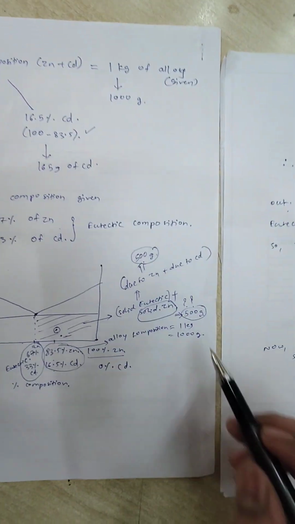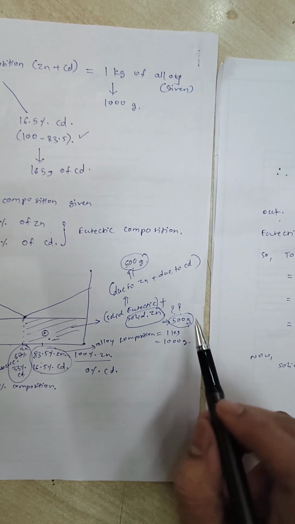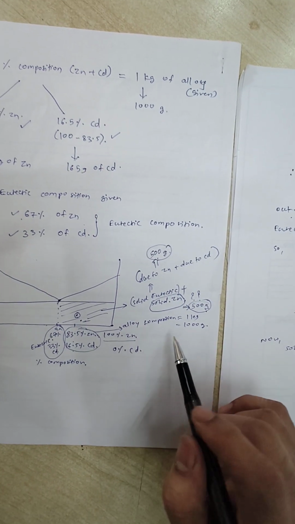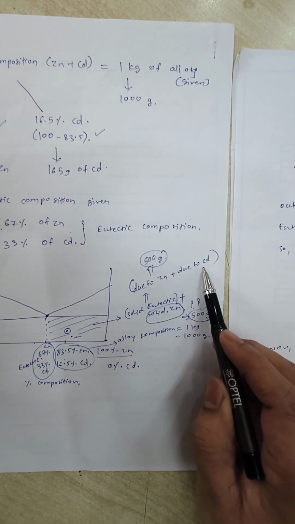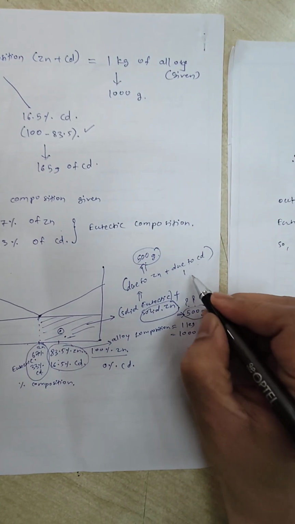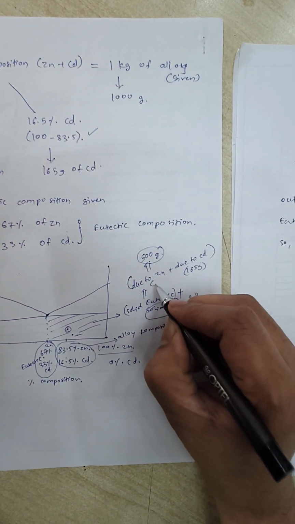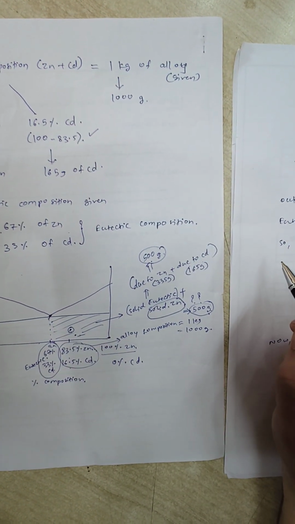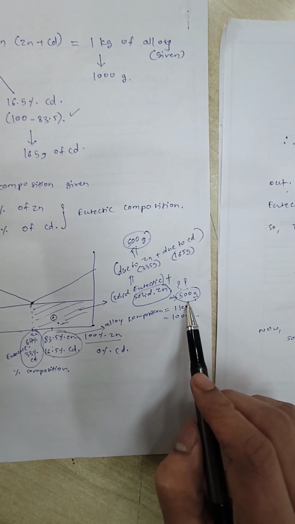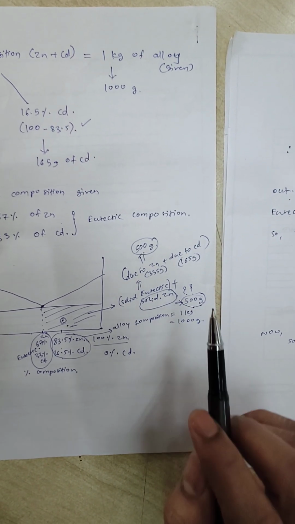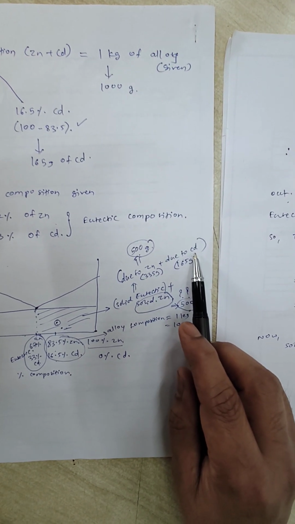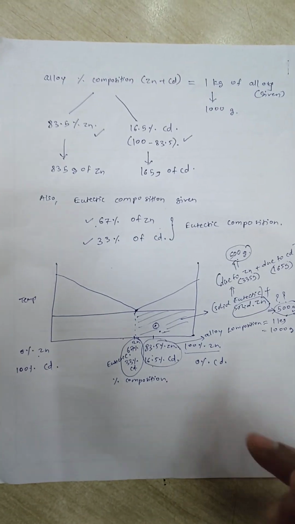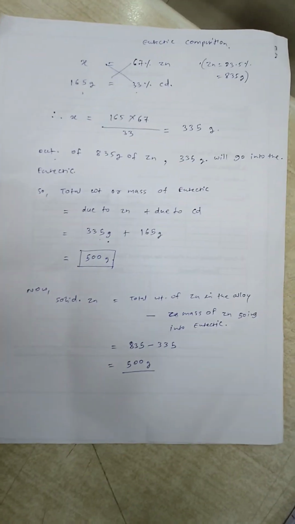So see, 500 plus 500, 1 kilogram alloy, and out of 1 kg, as I told you, due to Cd it will be 165 gram, and due to Zn 335 gram. So total 500 gram will be going into eutectic out of 1 kg, and 500 will be forming as solid zinc. So there will be no solid cadmium, 0 gram of solid cadmium will be present in this particular region. Okay, so remember this example and remember this particular diagram, and this will be your final answer.